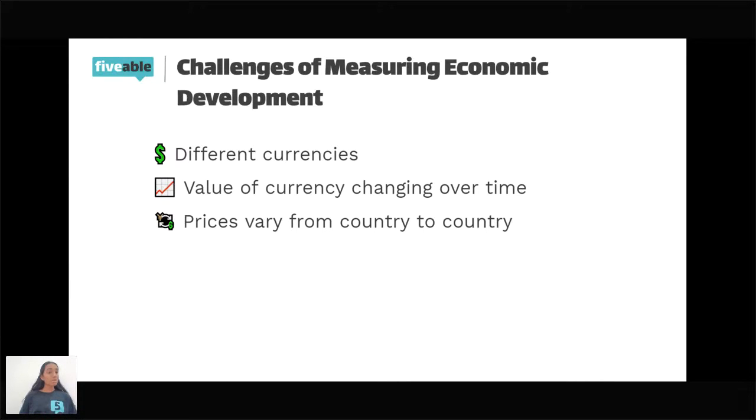And lastly, prices vary from country to country. So a TV might be worth $1,000 in the United States, but the same TV in Switzerland might be only worth $600. So to tackle that problem, you use something called purchasing power parity, which is a really long term, but it basically just shows what a certain amount of money can buy in a country compared to other countries.